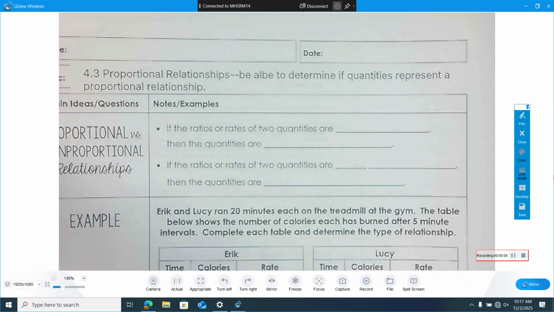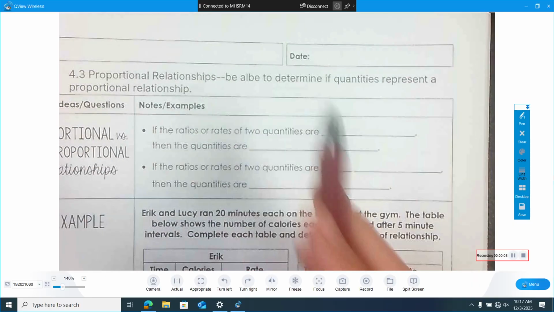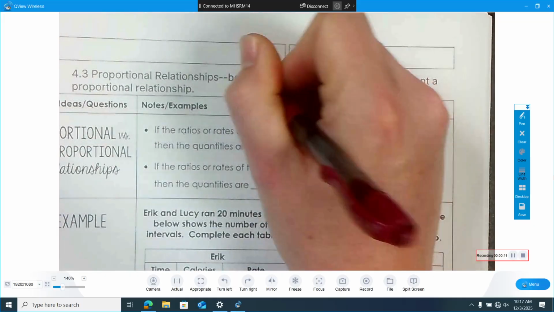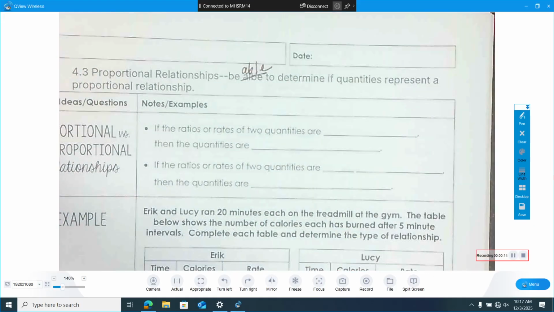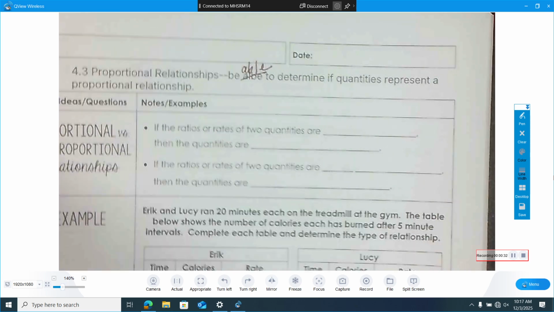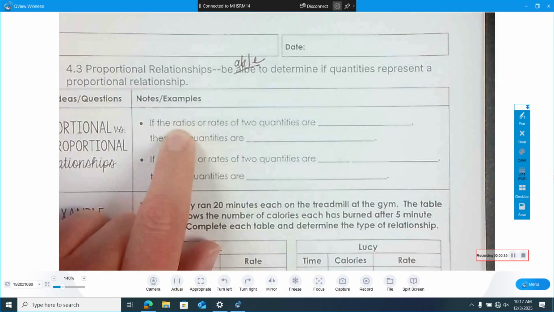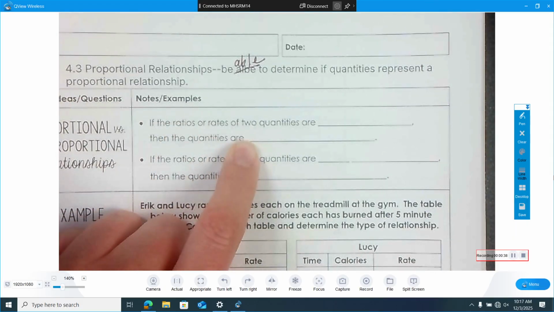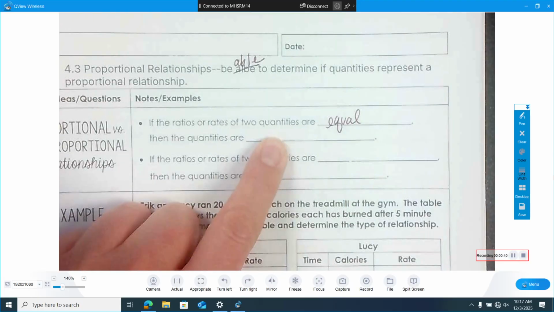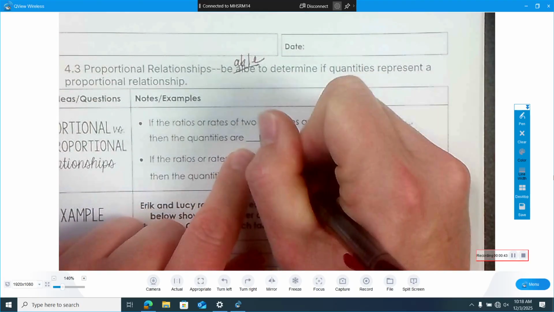All right. So today we are talking about proportional relationships, and we want to be able to determine if quantities represent a proportional relationship. So what we've been doing is talking about ratios, and a ratio is just a fraction. So we're looking at fractions of things and how they're related. It turns out that if the ratios, the fractions of two quantities, are equal, then the quantities are proportional.